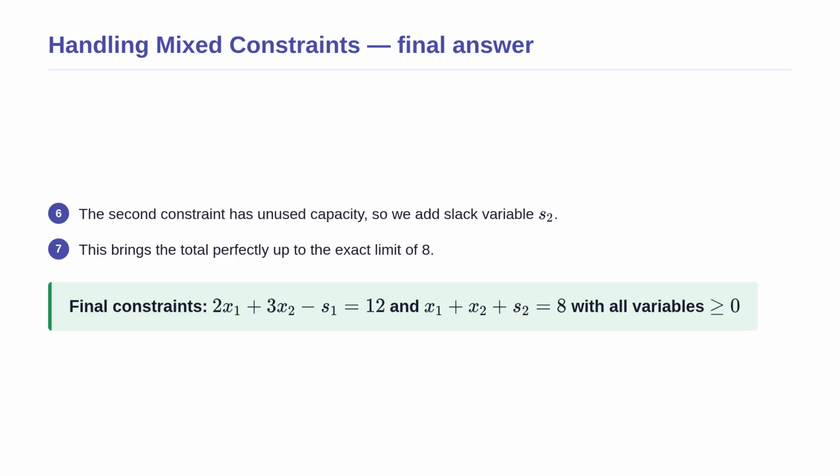Next, we look at the second constraint in our problem. Because it is a less than or equal to inequality, it means we have unused capacity. We add a slack variable, S2, to fill this unused gap, bringing the total perfectly up to the exact limit of 8. Finally, we list all original variables, the surplus variable and the slack variable, stating that none of them can be negative. The conversion to standard form is now complete, and the physical meaning is that all resources are perfectly accounted for.